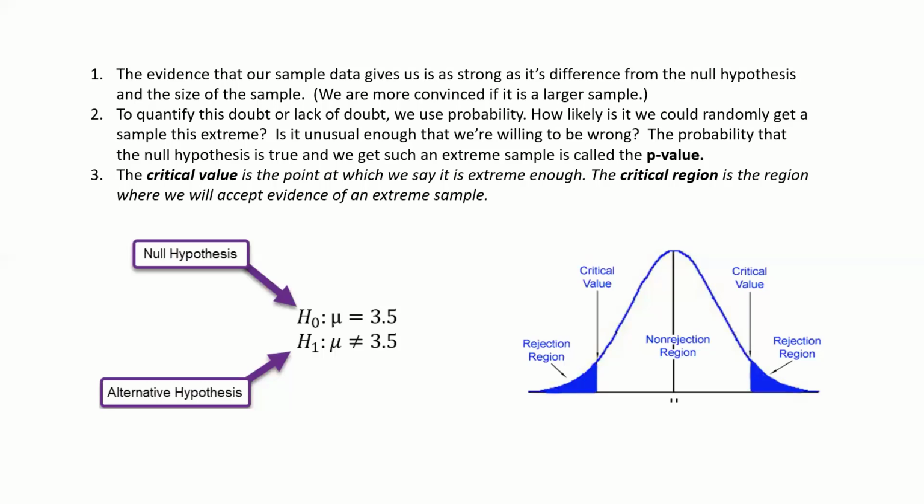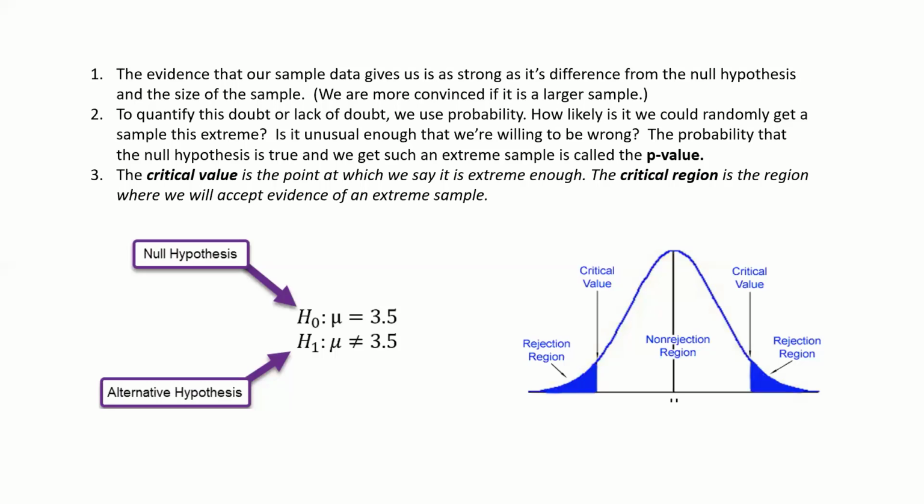So to quantify this doubt or lack of doubt, we use probability. How likely is it we could randomly get a sample like we got? A sample that extreme? Is it unusual enough that we're willing to be wrong if we just happen to get a wonky sample? The probability that the null hypothesis is true and we get such an extreme sample is called the p-value. That's a really important definition. So if the null hypothesis actually is true and you got your sample, the probability that sample would happen is called the p-value.